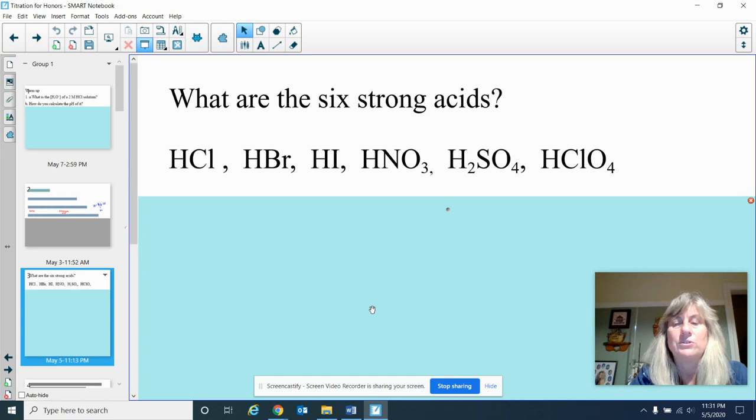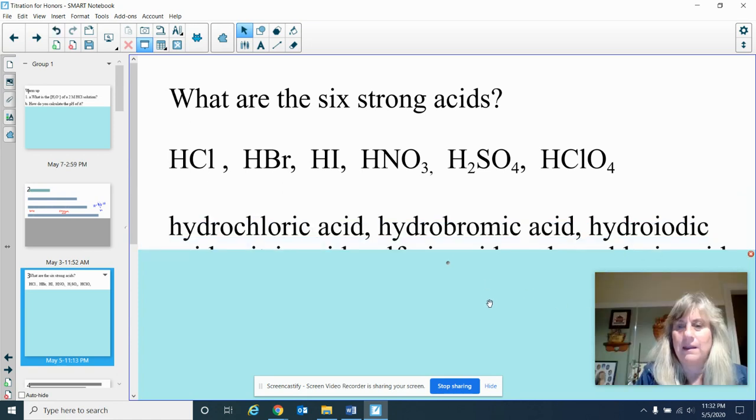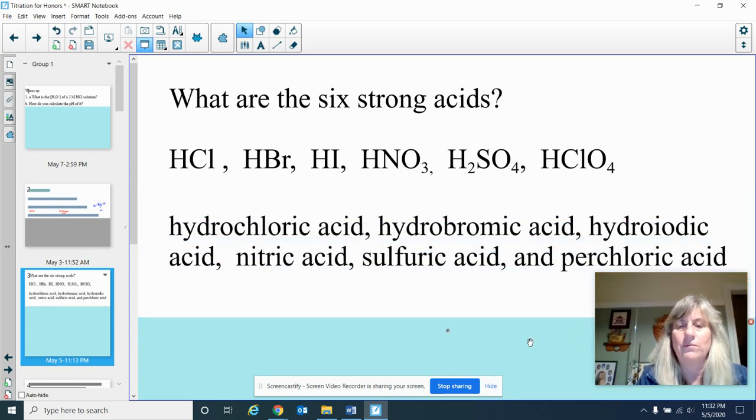Hydro is only used when there's just two elements. So then H2SO4, SO4 is sulfate. So ate becomes ic, but it's not sulfic, it's sulfuric. And that's just what you have to remember. That's the way it is. So it's still the ate became ic, but it's sulfuric acid. And then the ClO4 is perchlorate. So that would be perchloric acid. And those are all written there for you. Okay, so those are the six strong acids.